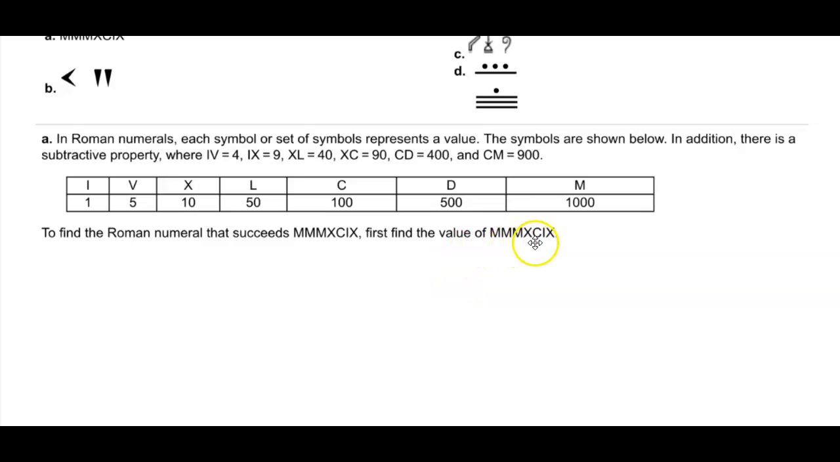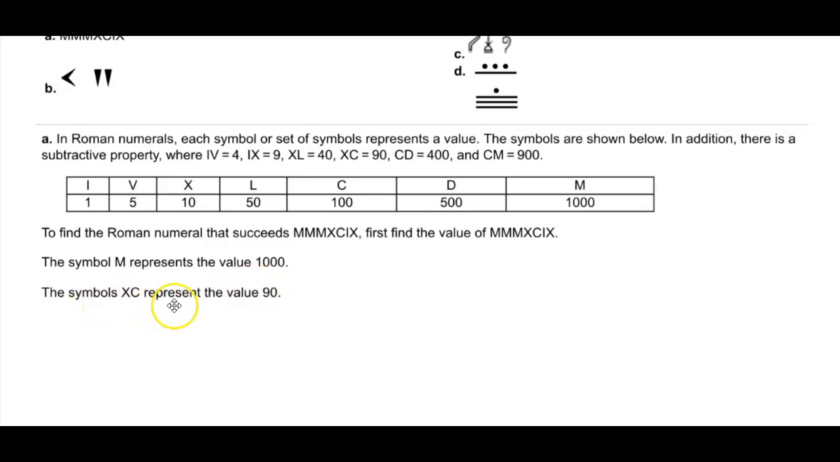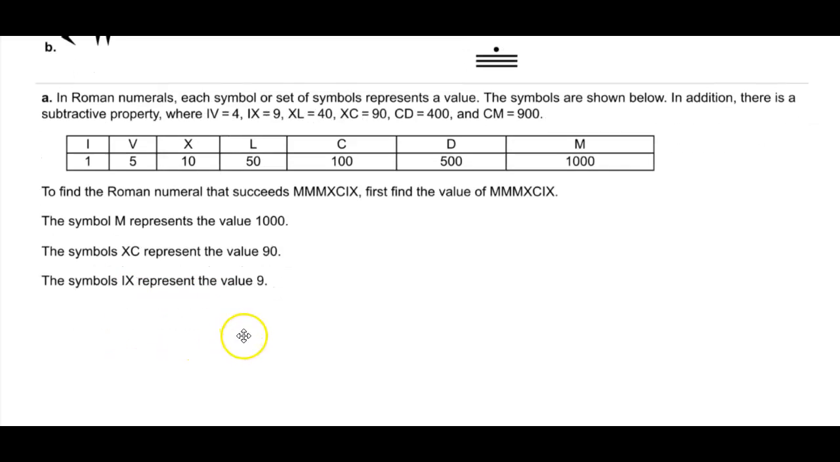which is MMMXCIX. Now, the symbol M represents the value of 1000. So, we know that the symbols XC represent the value of 90, and the symbol IX represents the value 9. Now we're going to add the numbers to find the Hindu Arabic numeral.